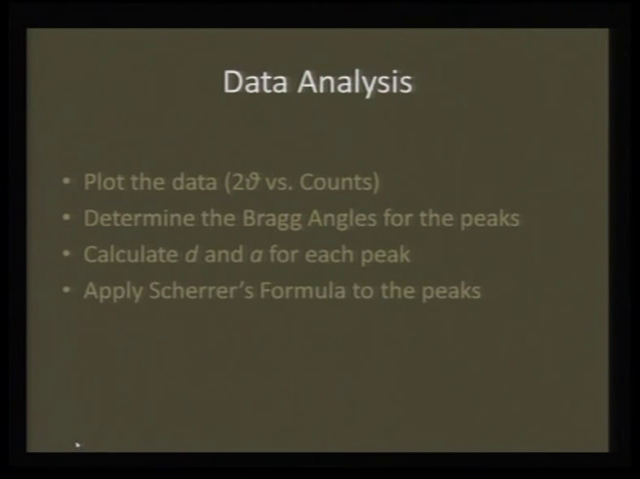Now, when we look at the data analysis, we are looking at the plot data, that is 2 theta versus counts, that is the principal data that you will get, and from there you would define the Bragg angle, that is 2 theta, so you can get theta, then you can calculate d, and from d you can calculate a, and also you can apply Scherrer's formula to the peaks. So, these are the basic steps that you would choose when you are handling any data.